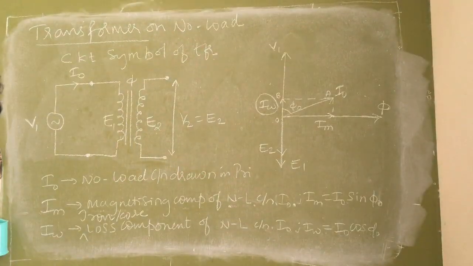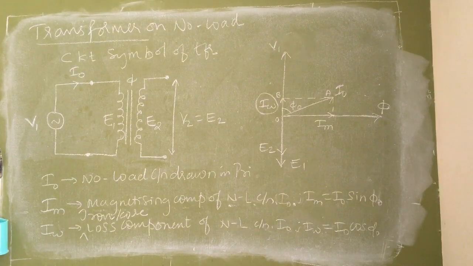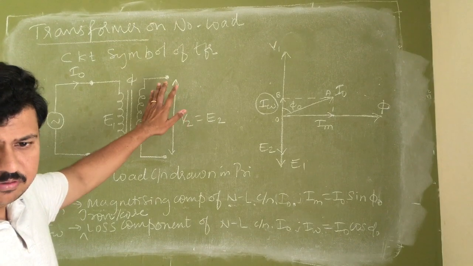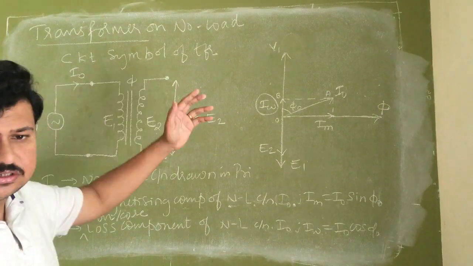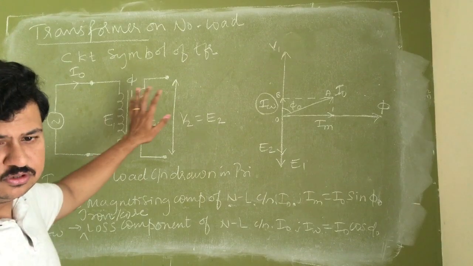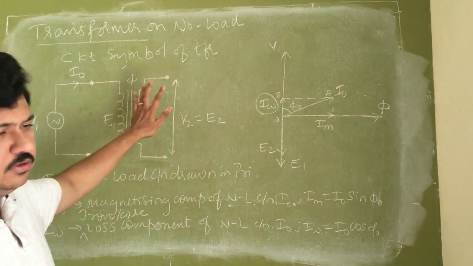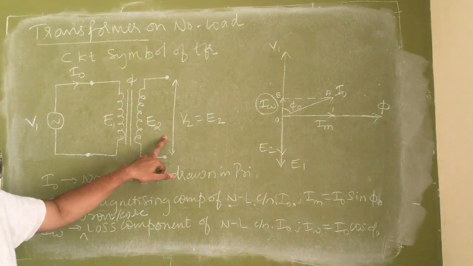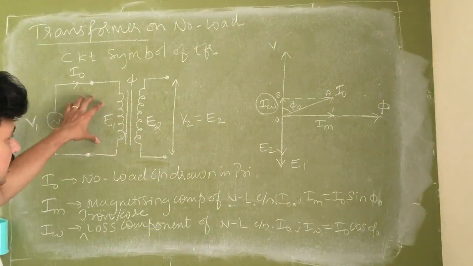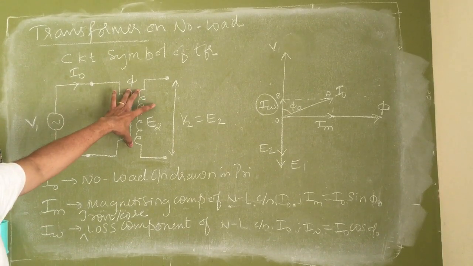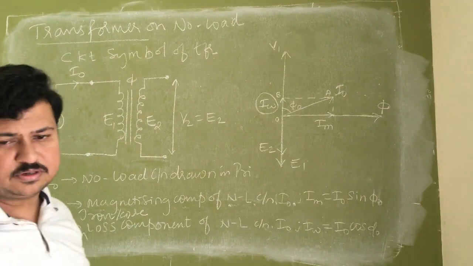What I want you to understand from the no load operation of the transformer is that even when there is no load connected on the secondary side, power transfer from primary to secondary is not possible because there is no current on the secondary side. V1 I1 should be equal to V2 I2. Now my I2 is 0, therefore secondary power is 0, which means power is not transferred to the secondary. But still the primary is drawing some power. What for? To satisfy the losses present in the transformer.